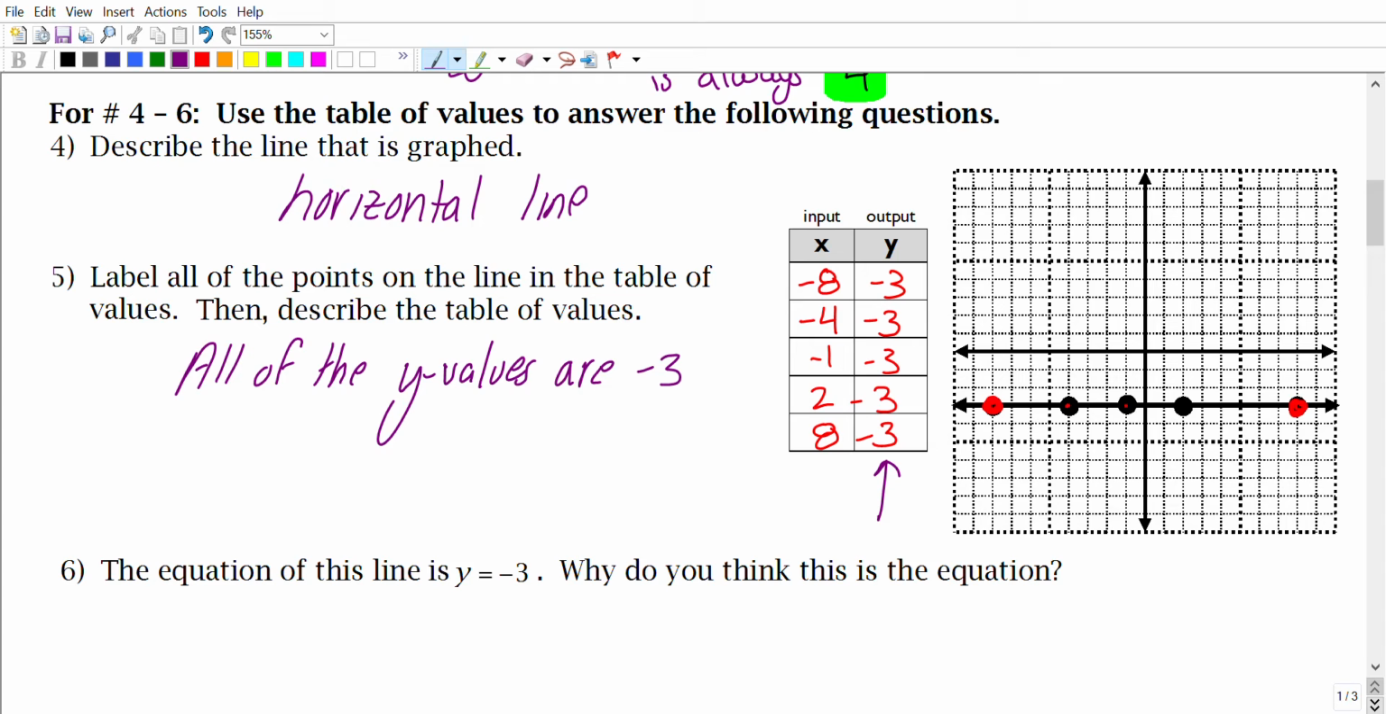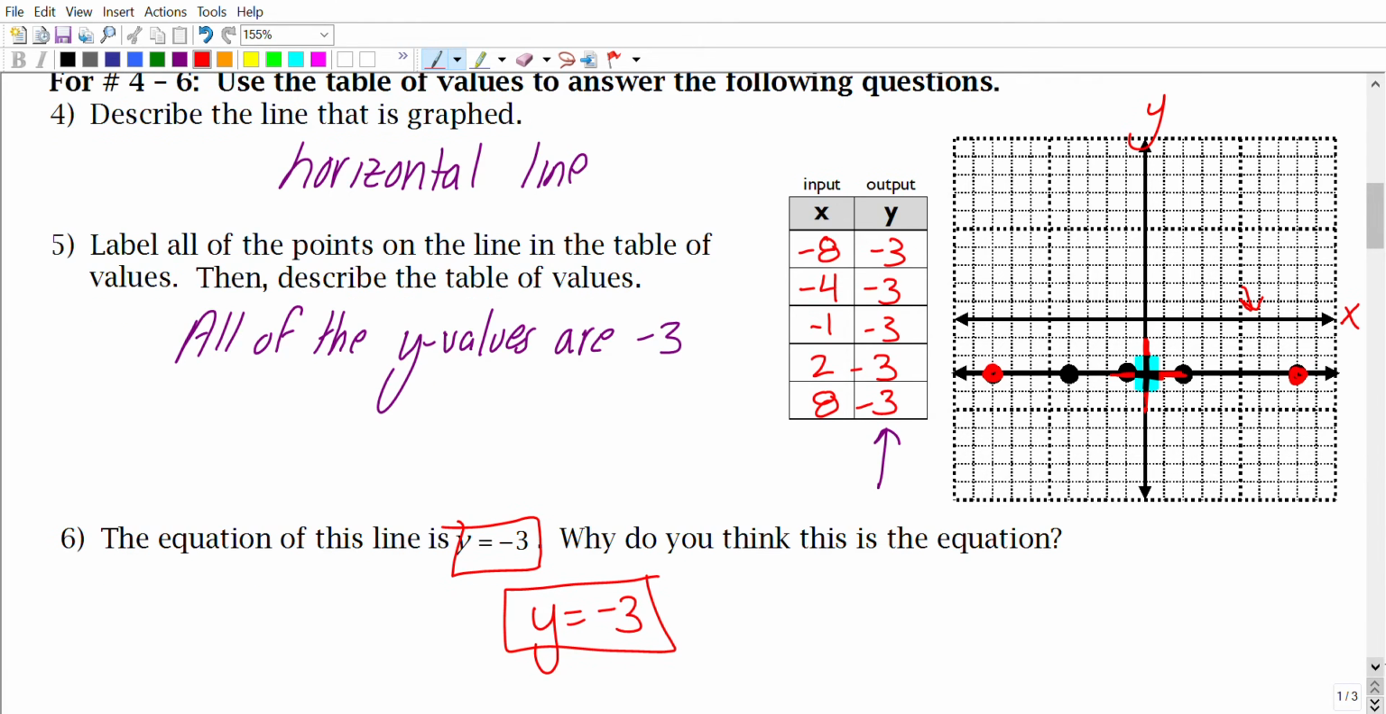So number 6 says the equation of this line is y equals -3. Why do you think this is the equation? Well, once again, just like before, we have a horizontal line, meaning it's crossing which axis? The y-axis or the x-axis? Well, it's crossing the y-axis, right? It never even comes close to the x-axis, but it does touch right here on the y-axis. Because it touches the y-axis, we always have y equals, and because it always has a value of y equals -3, our equation is y equals -3.